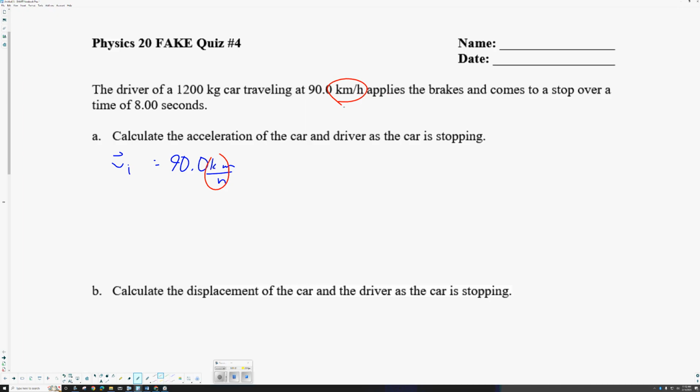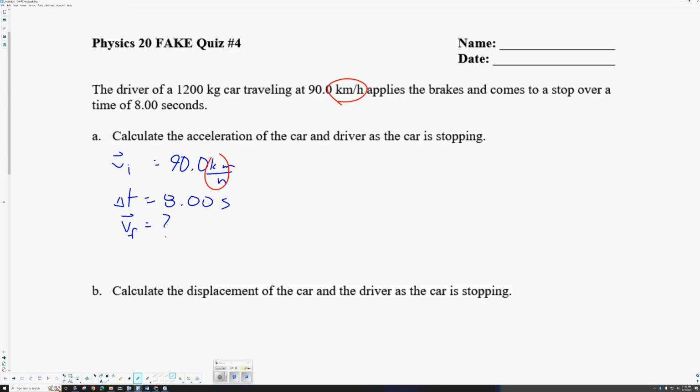Okay, what else we got here? This one's an easy one. I'll write down this one. Time is 8.00 seconds. Is there anything else that I have here if I kind of read between the lines a little bit? Yes, it says it comes to a stop, so the final velocity would be 0 meters per second, right?